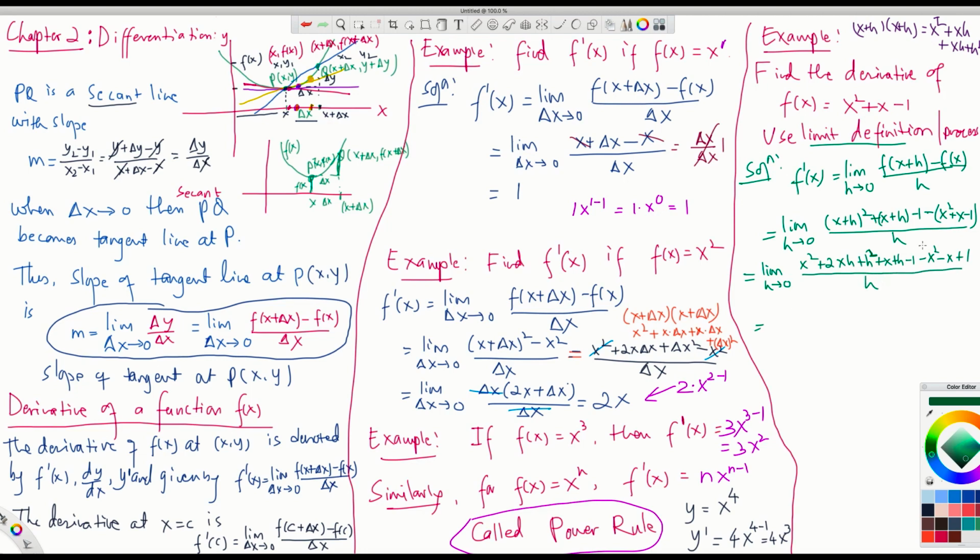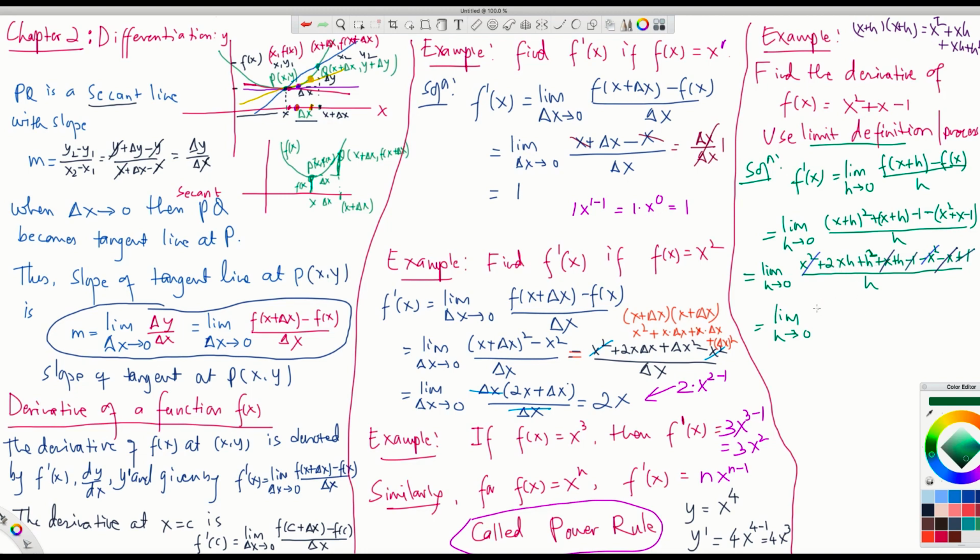Okay, now how do you simplify? You cancel out that positive 1 and negative 1, right? Also you cancel out negative x and positive x. Also you cancel out negative x squared and positive x squared. So what is left there? You are left with limit h tends to 0 of 2xh plus h squared, right?